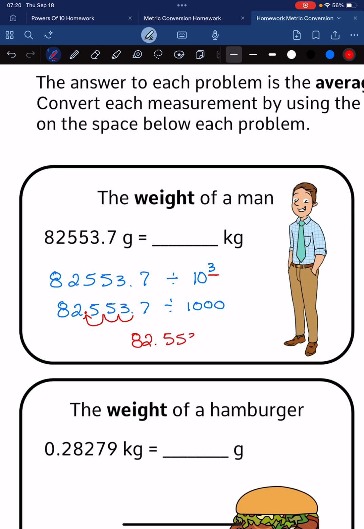5, 3, 7. Okay, so that's actually 82, and what is that? 55, 37. Is that 10 thousandths? Yes. So we don't use a number that is that small. So just move accordingly. I'll say that much.